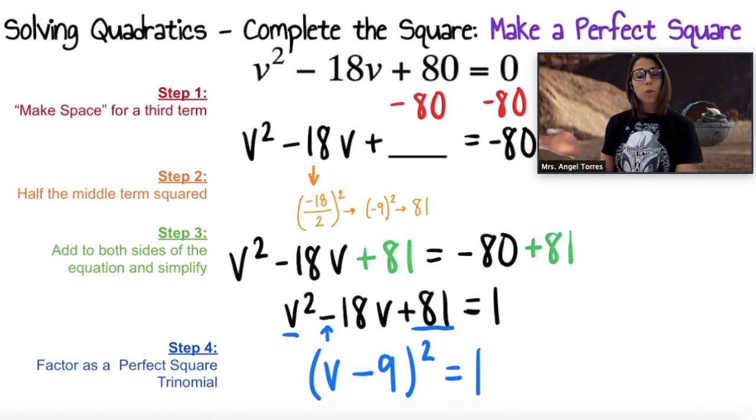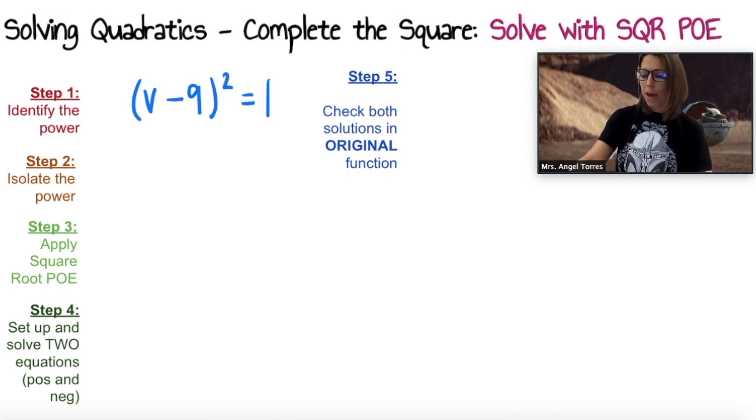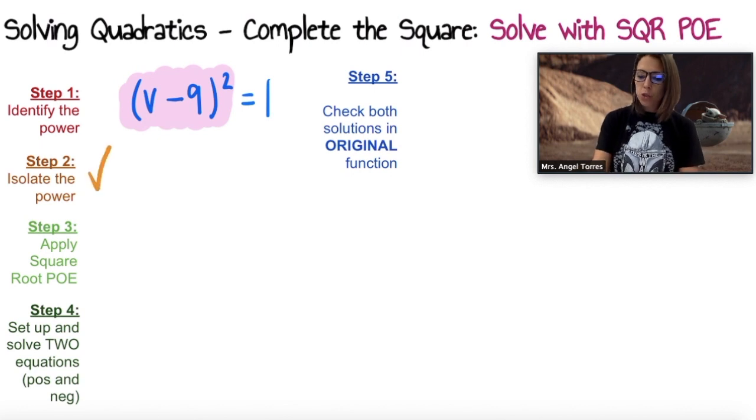So now that this quadratic is essentially in vertex form, we can finish solving it using the square root property of equality. Step 1, identify the power. In this case, that's our v minus 9 quantity squared. Step 2 is to isolate it, which we don't have to do because that's already been done. So we're going to move on to step 3.